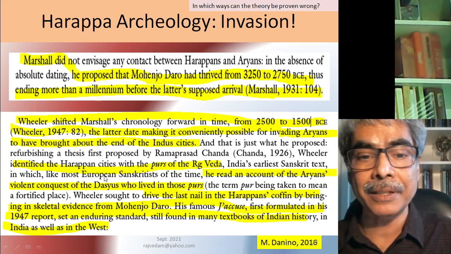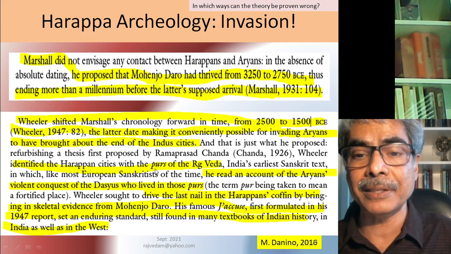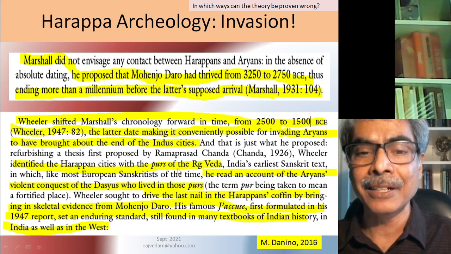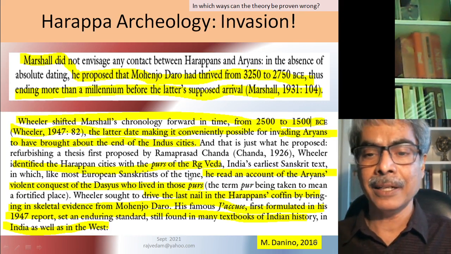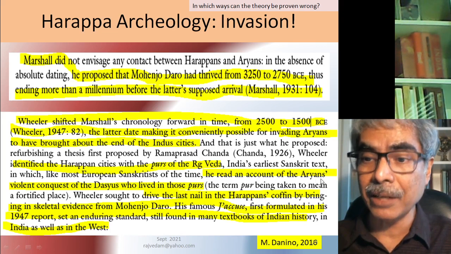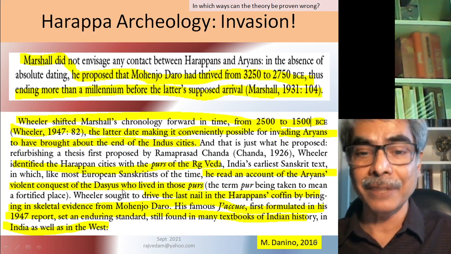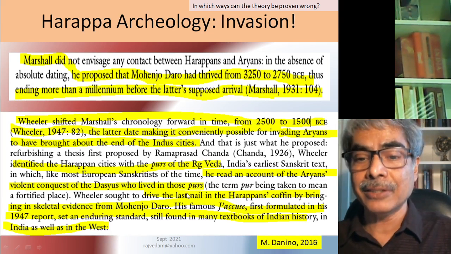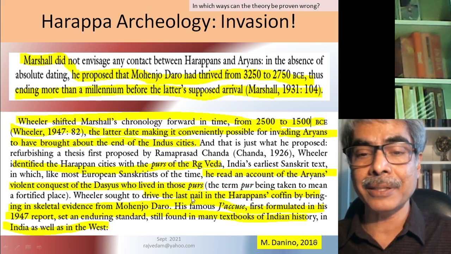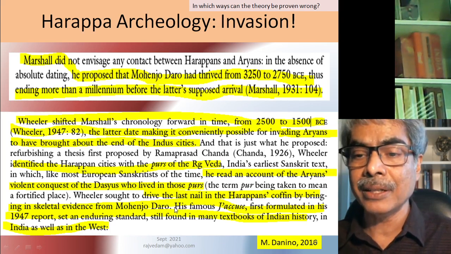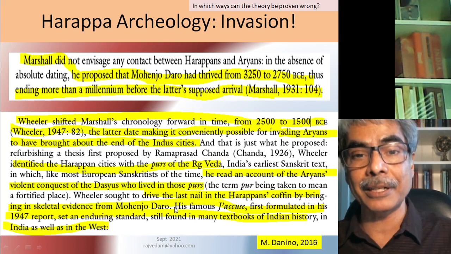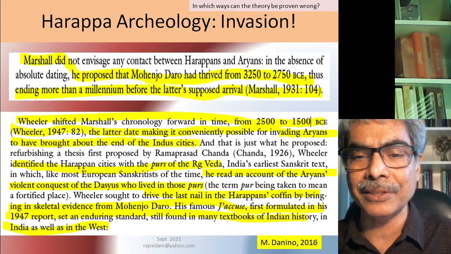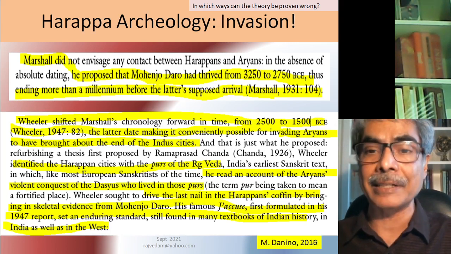At the same period of time, he also identified the Harappan cities with the Purs of Rig Veda. Purs are words used in Sanskrit to identify cities. So he identified them with the Rig Vedic Purs. And he further says he read an account of the Aryan violent conquest of the Dasyus who lived in Purs, saying that all of the Rig Vedic texts seem like a military manual on their conquest of the Dasyus and so on. So he said this seems to be recounting the Aryans' invasion into India. And several people have analyzed these and shown the baselessness of such translations.